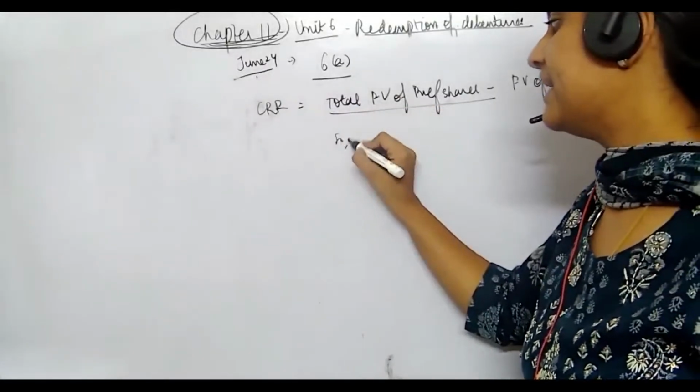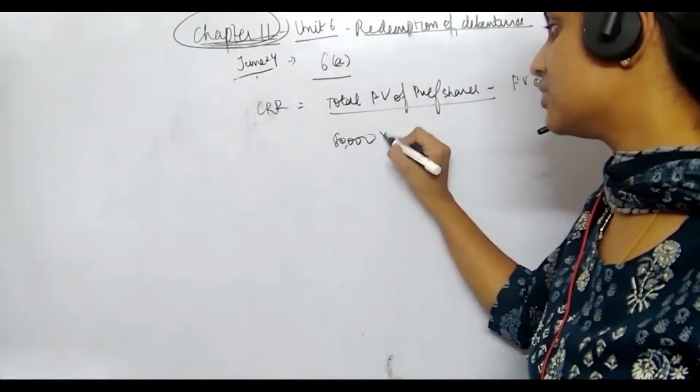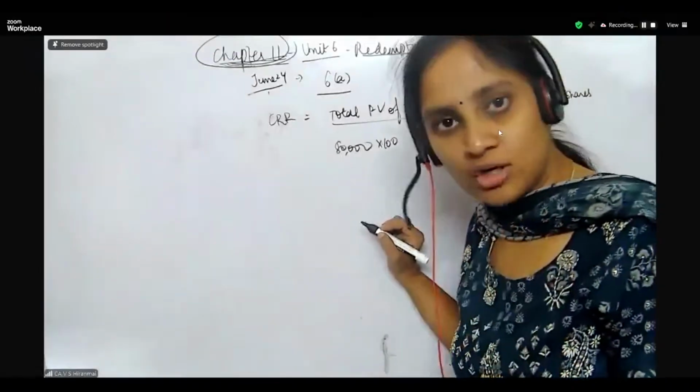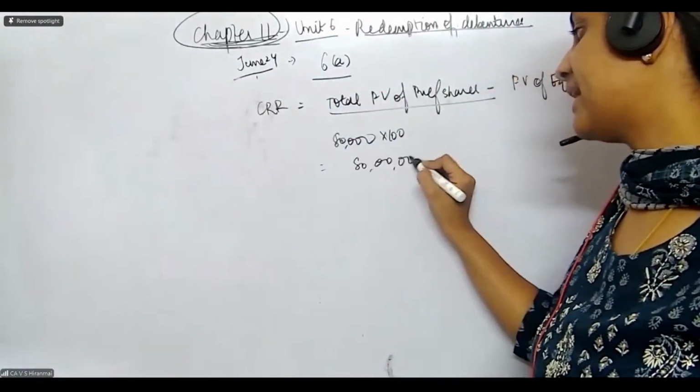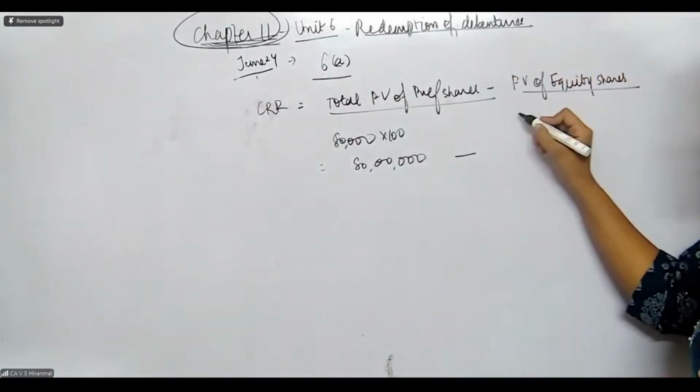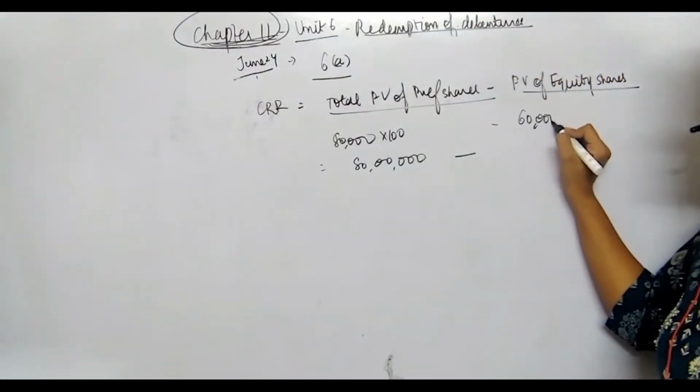Correct? Now, what is the total face value? 80,000 equity shares into 100. I made the final call of 25, so everything I received in money. So it comes to 80 lakh rupees minus face value of equity shares. How many equity shares am I issuing, ma'am?